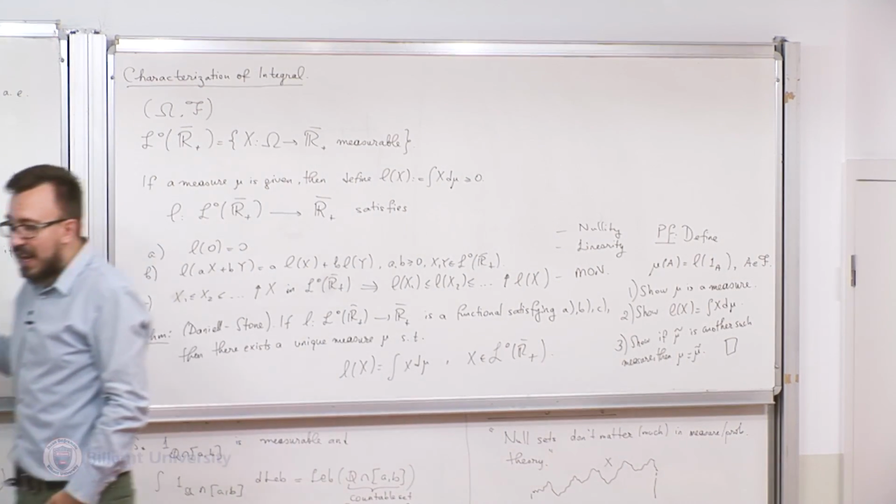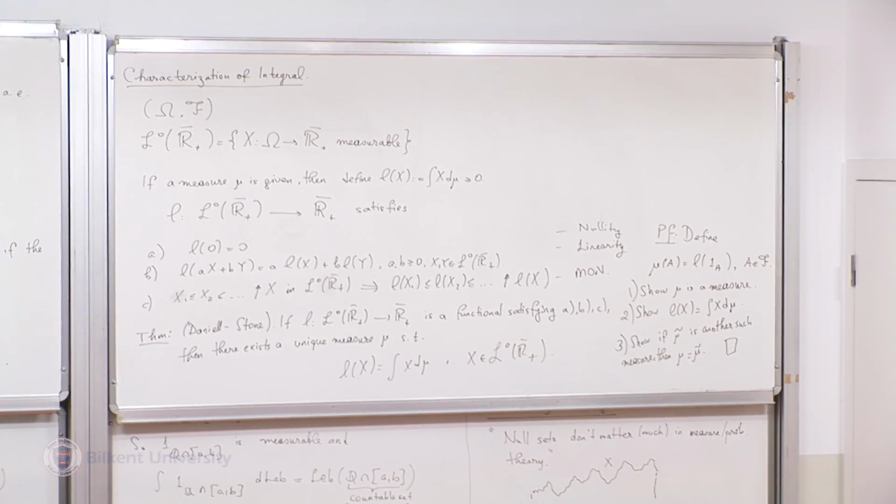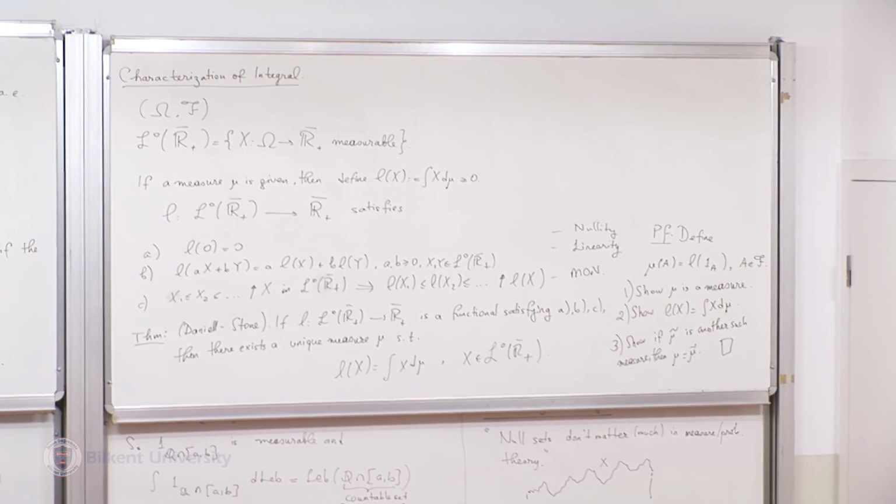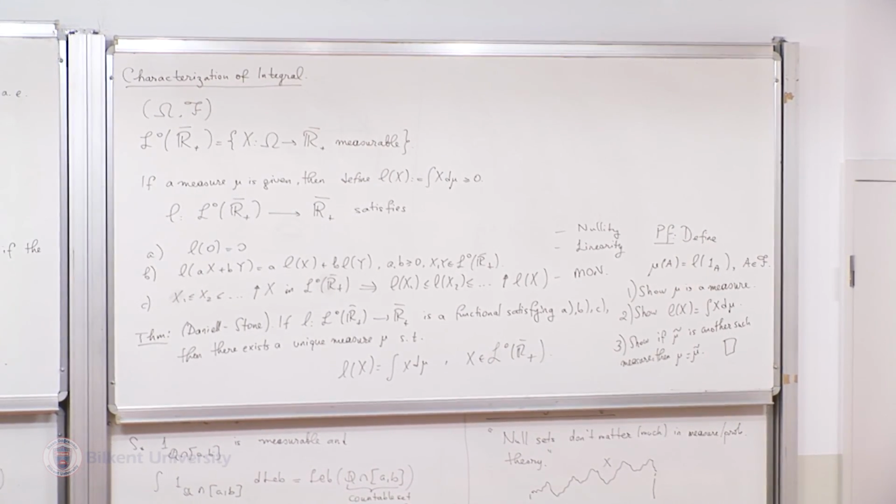So in fact, linearity and monotonicity plus monotone convergence were the correct properties to focus on. In fact, they characterize what an integral means. Okay?